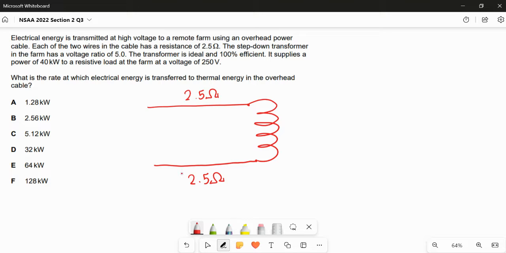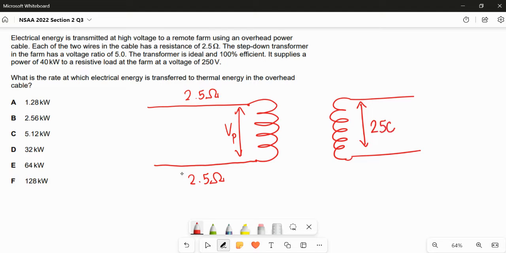And then this will be at some potential, be primary. Then this will be supplying the load here, which is at 250 volts. Because it's a voltage ratio of 5, we can just multiply 250 by 5 to get 1,250 volts in the primary circuit.